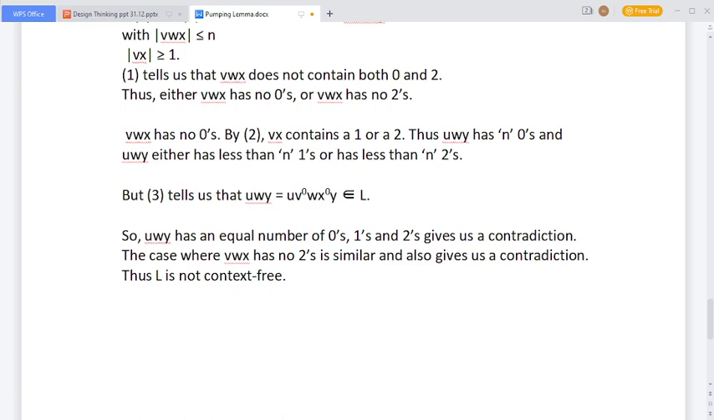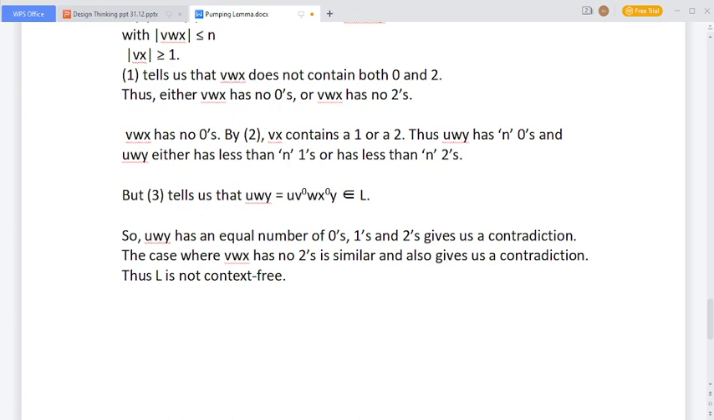What we are going to apply is 0 values to v and x, that is v x power 0. So we have only uwy. It may not contain equal number of zeros, equal number of ones, equal number of twos. You can vary the value of v and x any number of times. That does not belong to L, so the language is not a context free language.